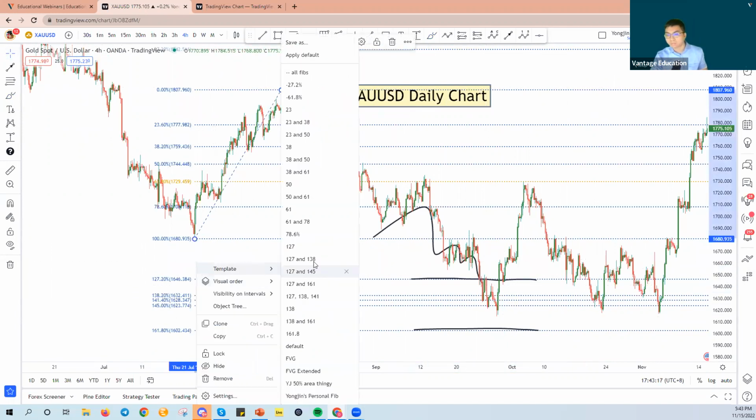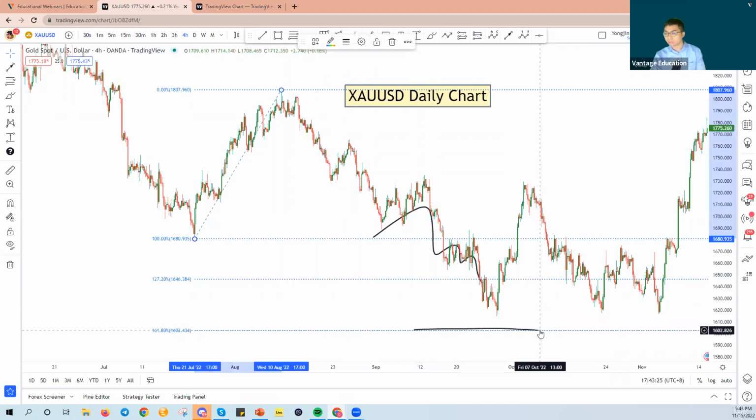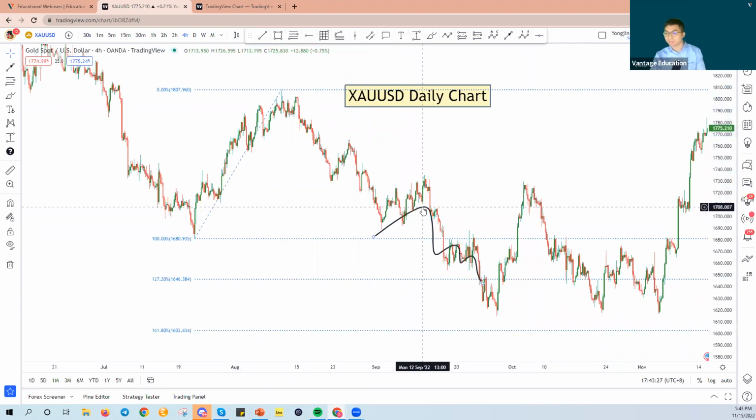So I'll just draw it out, 127 and 161.8. So it's pretty clear. It's more clear now. Guys can see that price reversed from that area.